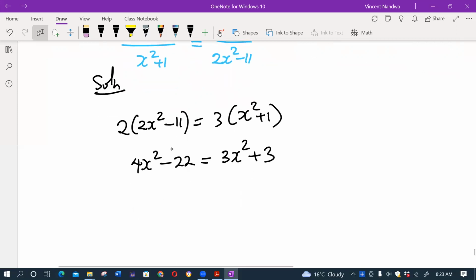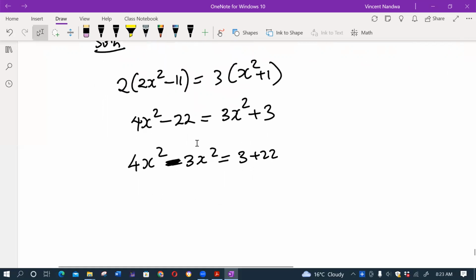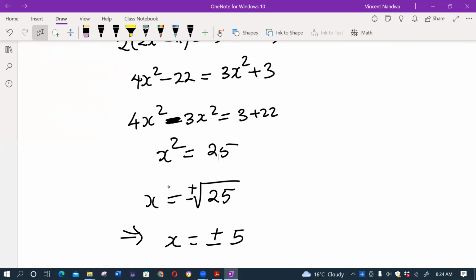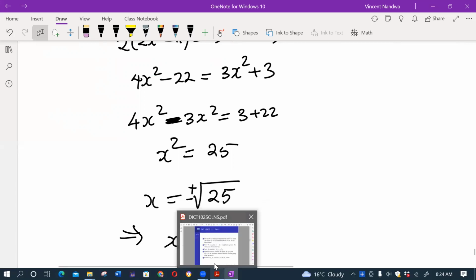Collect like terms. So 4x squared minus 3x squared equals 3 plus 22. So x squared equals 25. So x equals the square root of 25. But remember, a square root has plus or minus. So therefore, x equals plus or minus 5. So you must have both the plus and negative sign to get full score.